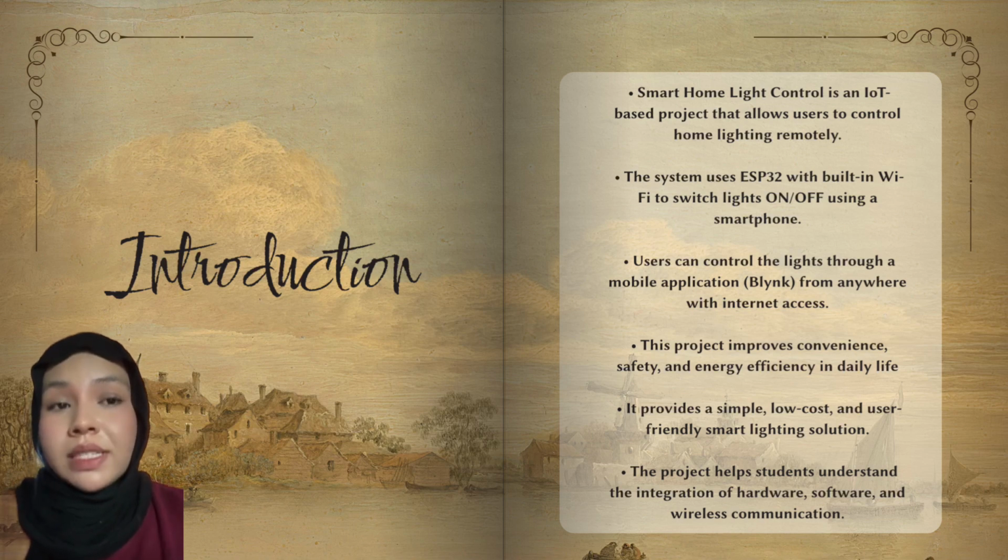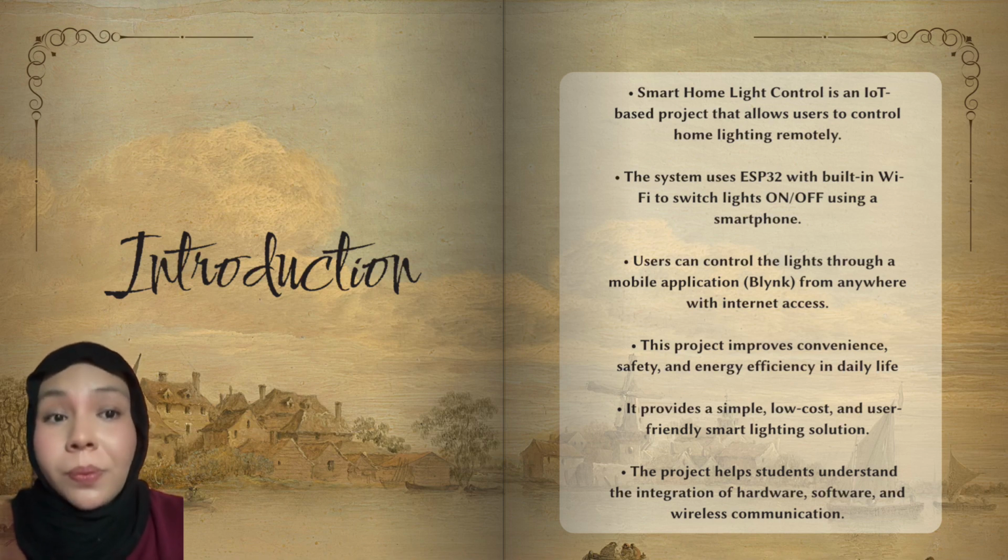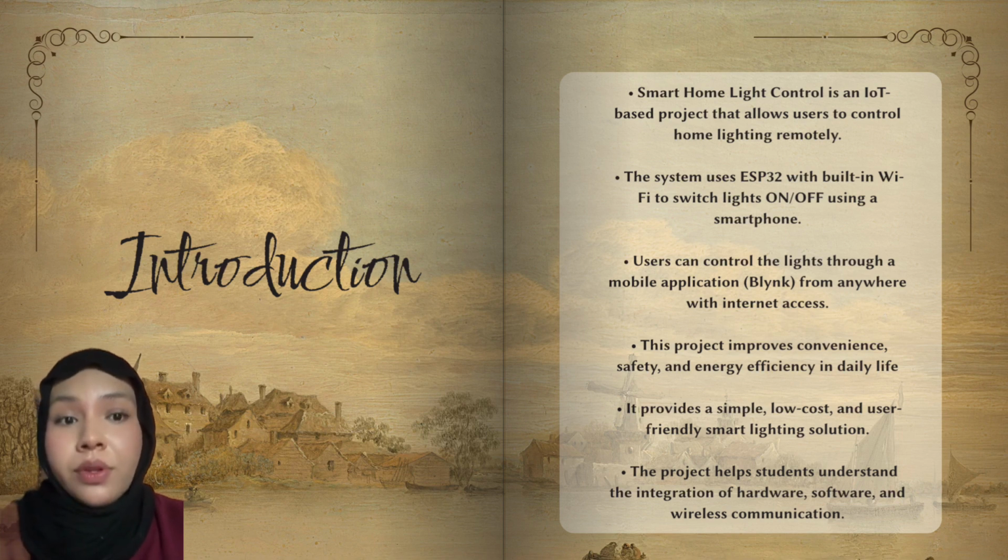Smart Home Light Control is an IoT-based project that allows users to control home lighting remotely. The system uses ESP32 with built-in Wi-Fi to switch the light on and off using a smartphone. Users can control the lights through a mobile application, Blink, from anywhere with internet access. This project improves convenience, safety, and energy efficiency in daily life. It provides a simple, low-cost, and user-friendly smart lighting solution. This project helps students understand the integration of hardware, software, and wireless communication.